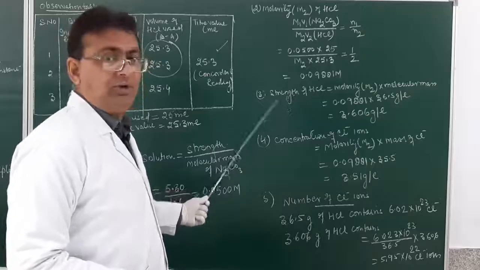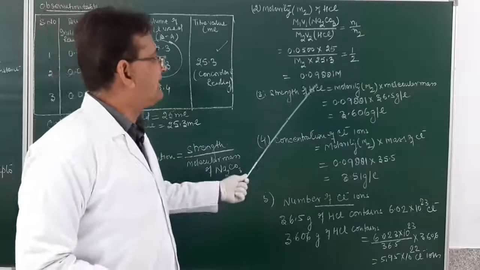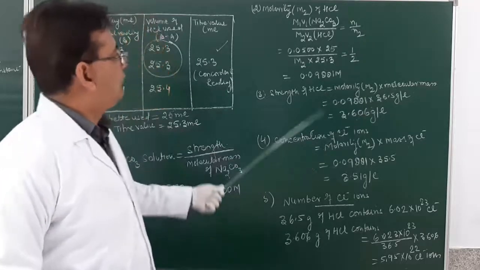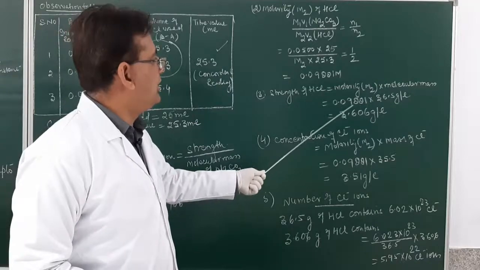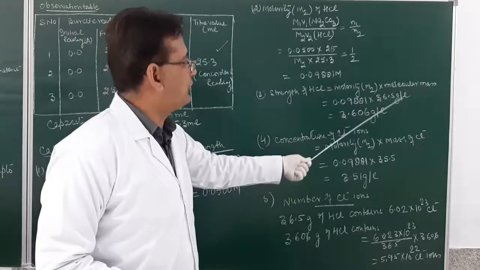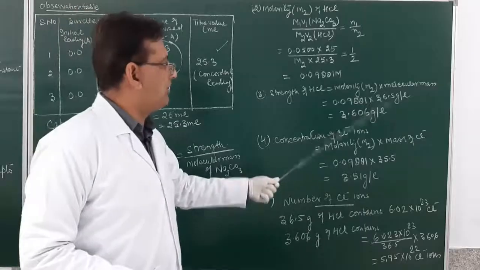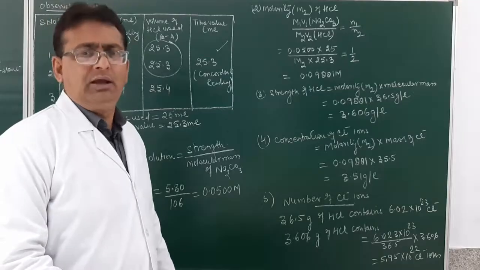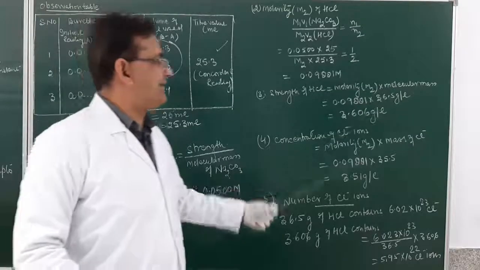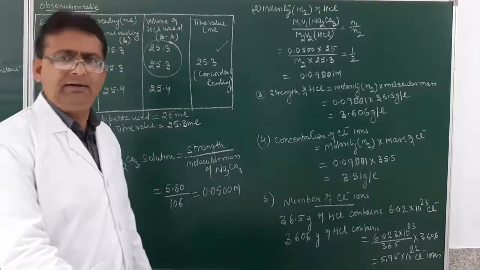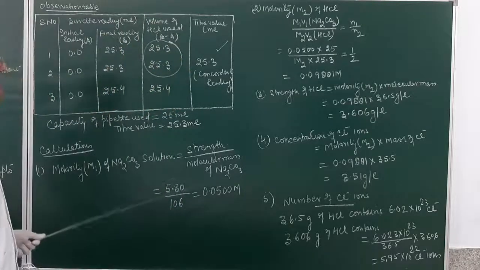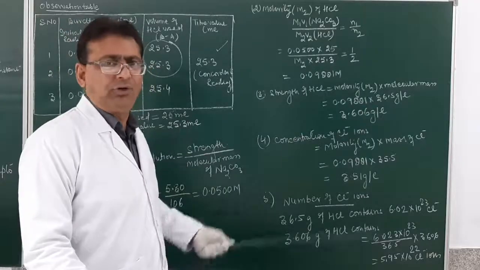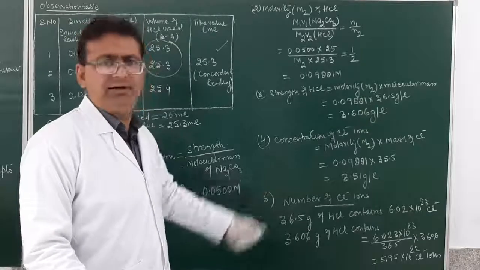Now, the third question which is being asked in this titration is to find out the strength of HCl. What is the formula for strength? Molarity multiplied by molecular mass. What is the molarity coming over here? 0.09881 into molecular mass of HCl, which is 36.5, and it will come out to be equal to 3.606 gram per liter. Is it clear, student? So, what will be the strength of HCl? 3.606 gram per liter. So, we have found out the molarity of sodium carbonate, the molarity of HCl, and the strength of HCl solution, which will be 3.606 gram per liter.